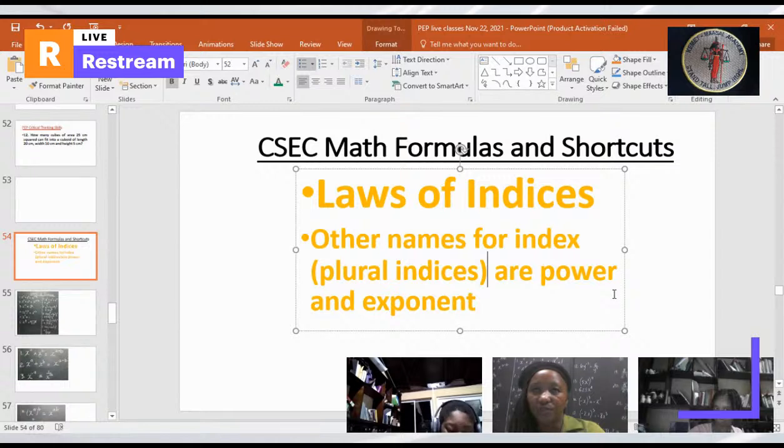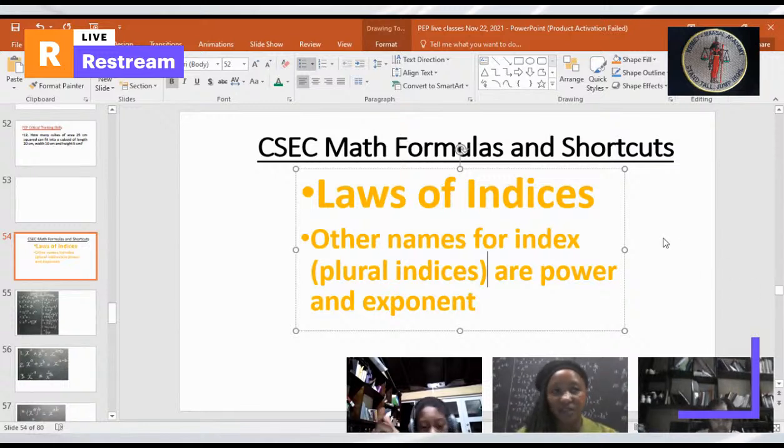if we have x with a little 5 at the top, then the x would be the base and the 5 would be the power or the index. And what that means is it's telling us that we should multiply the x by itself 5 times. A lot of persons confuse the instruction and they think they are to multiply x by 5. No. The number at the top, the index, tells you how many times you are to multiply the base by itself.